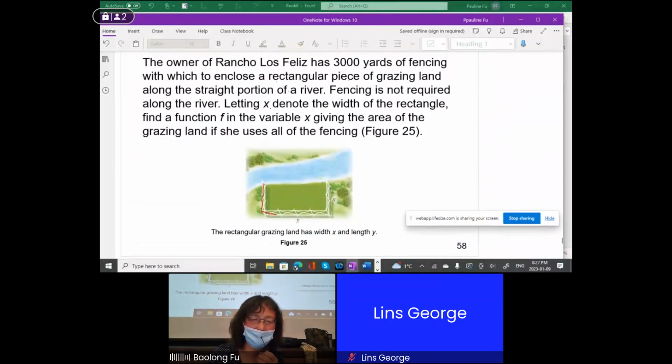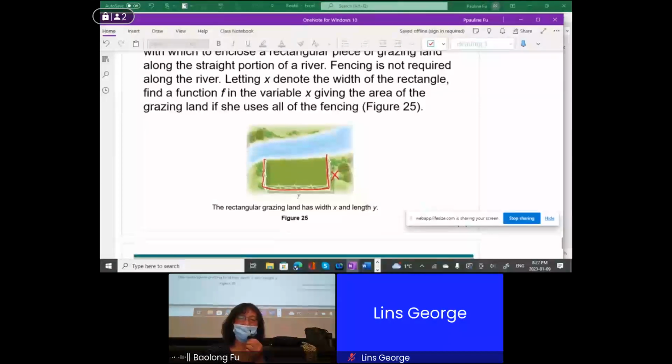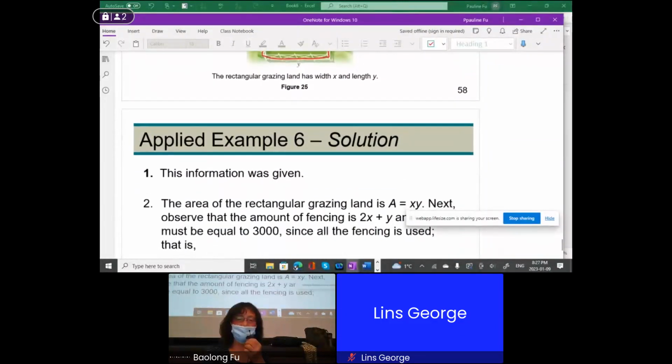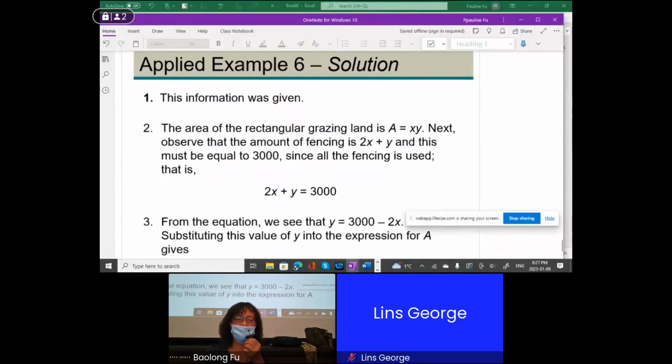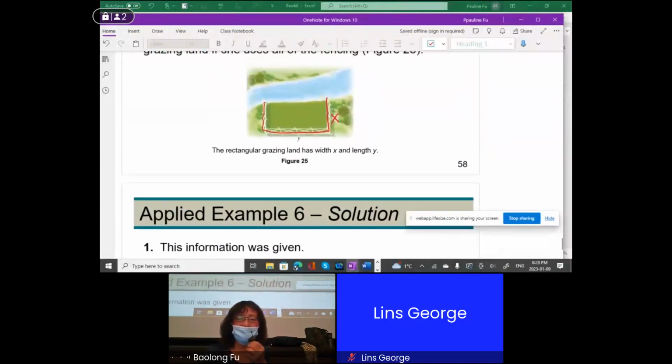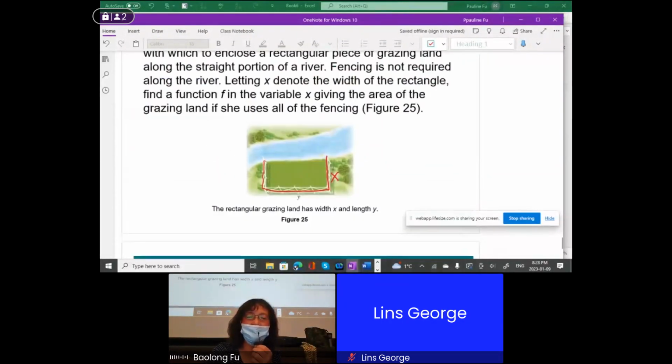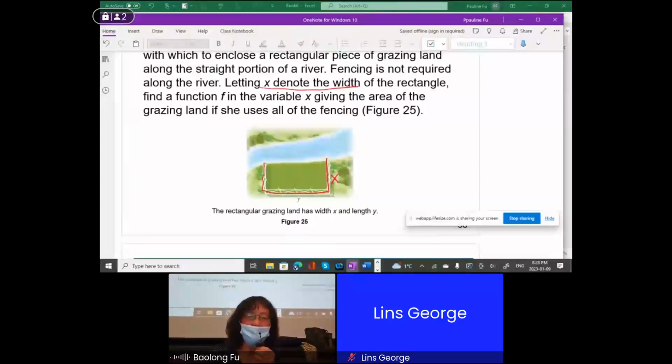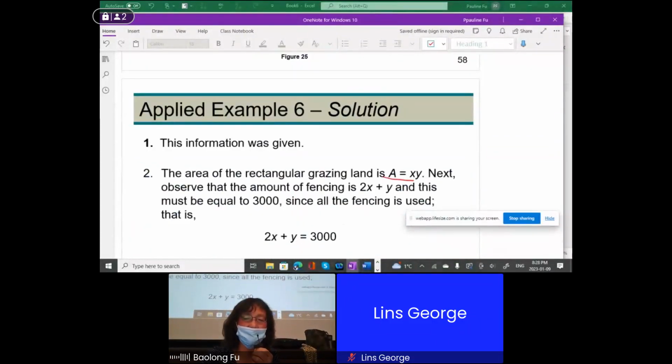You have a rectangle here. x is the width of the rectangle. Find the function f in variable x giving the area of the grazing land if she uses all of the fencing. So what we are asked to do is find the function f. Okay, so if this is x, let's say x represents the width, so we use y to represent the length. So the area is x times y. Do you see that? Area equals x times y.